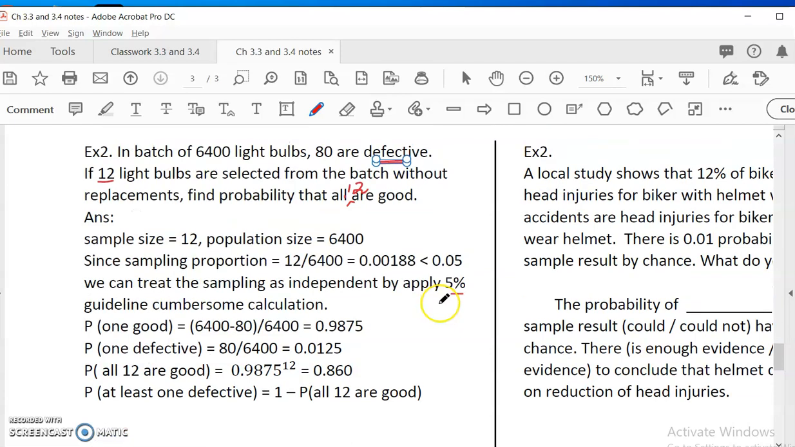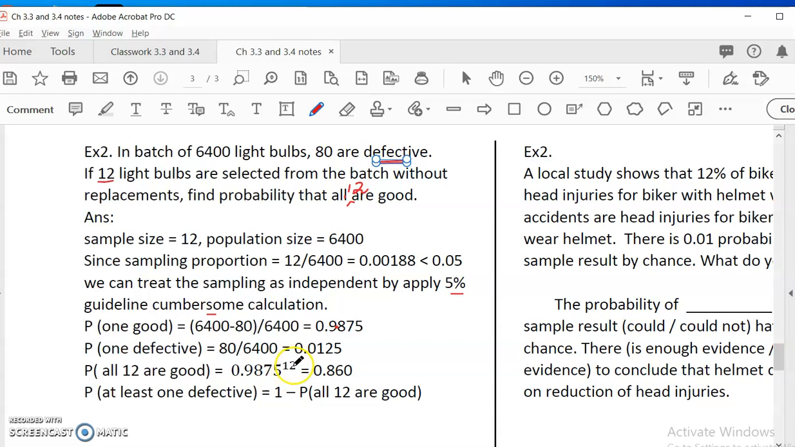So then the probability that one of them is good is 6,400 minus 80 over 6,400, so it's 0.9875. The probability of selecting one that is defective is 80 over 6,400, which is 0.0125. And then all 12 being good would be 0.9875 to the power 12, which equals 0.860. When I do this, I don't round, because if I round 0.9875 I would have a lot of rounding error. So use the most accurate number possible.